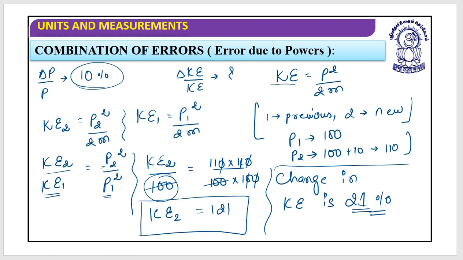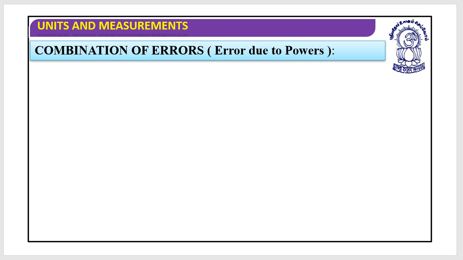As I know, this momentum and kinetic energy, I can write like this. They are directly proportional to each other. So if momentum increases, kinetic energy must increase. So change in kinetic energy is 21 percentage and it increases. So it has been increased by 21 percentage. Would it be clear? Any difficulties? No? Okay, let's move to the next numerical.